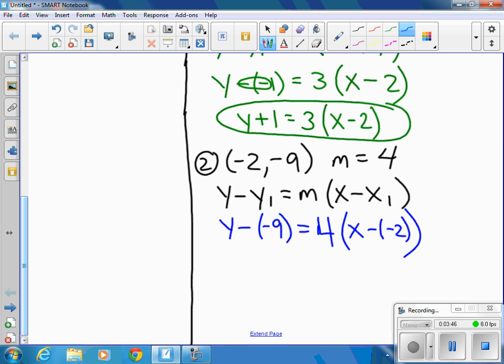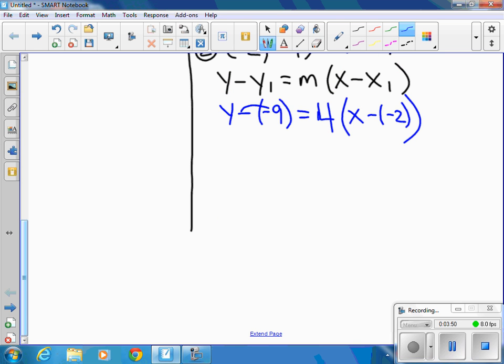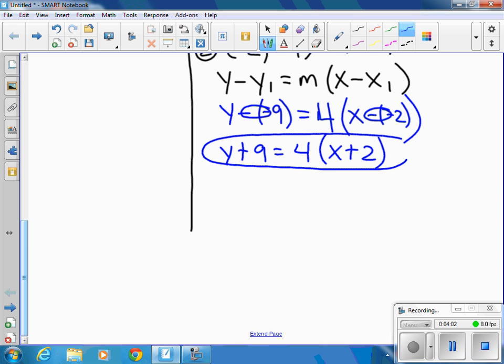Right, so in this problem, we've got 2 sets of double signs to clean up before we can say that we're done. These 2 negatives will turn, and these 2 negatives will turn. So your final answer in point slope form will say y plus 9 equals 4 parentheses x plus 2. And now you're done with leaving it just like this. So it's an easy formula and an easy process after you figure out where you're putting your numbers and what you need to do to it.